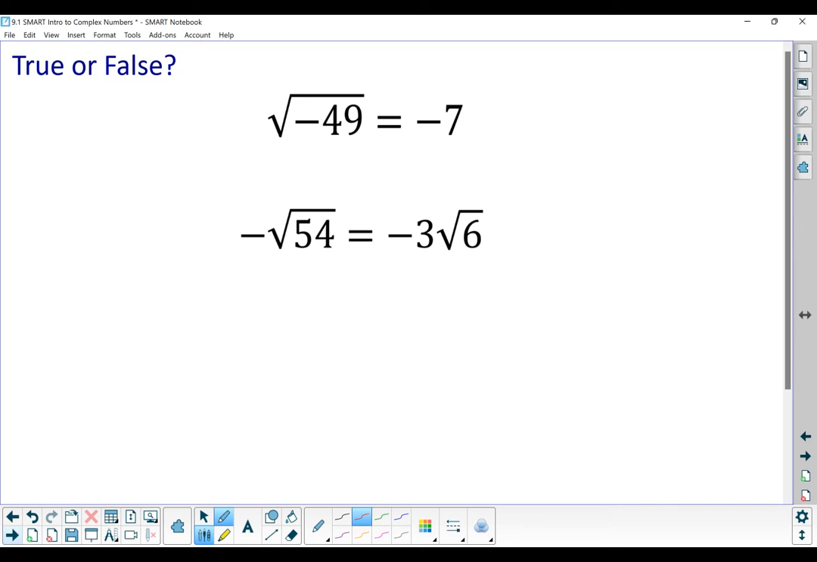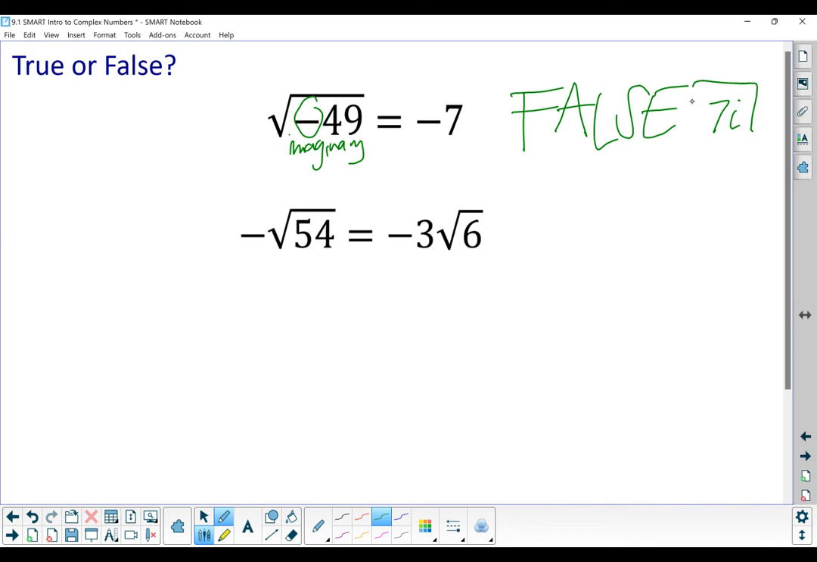Okay, couple true or false questions. The square root of negative 49 is negative 7. Think about it for a second. This is false. This negative means we should have an imaginary answer. The real answer should be 7i.